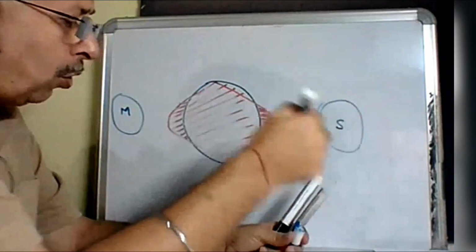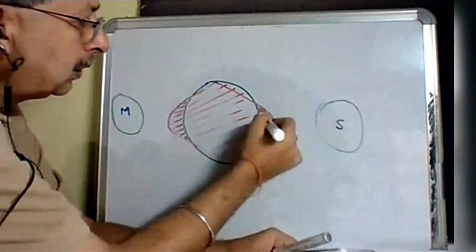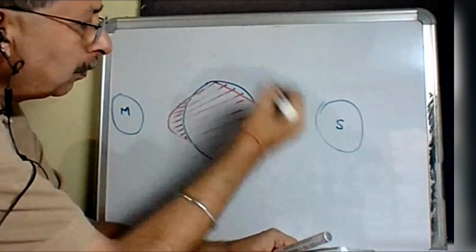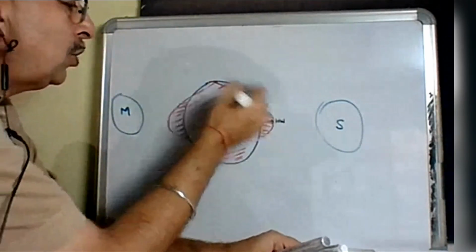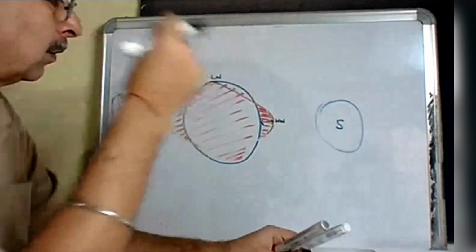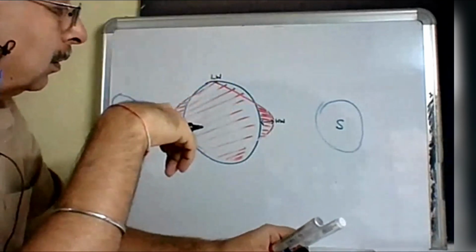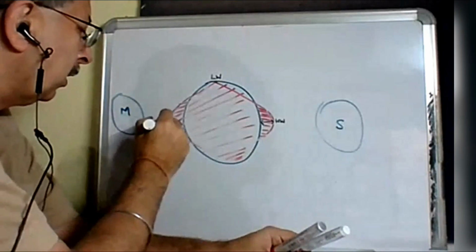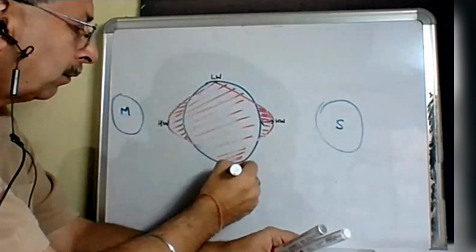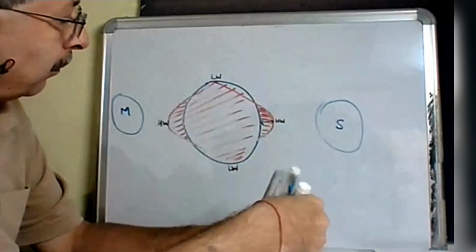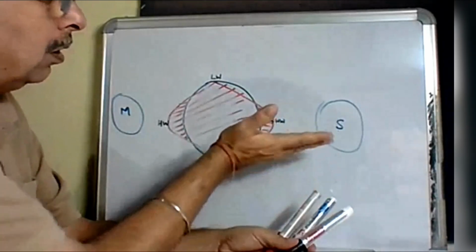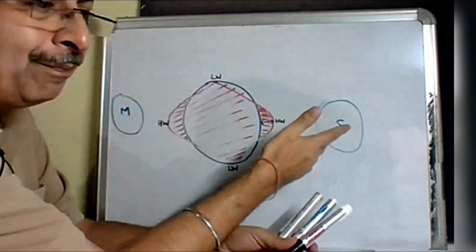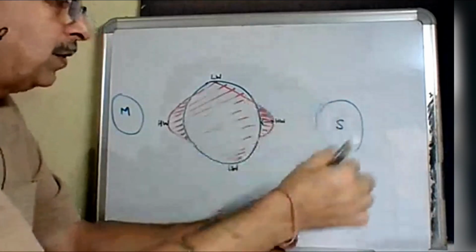So this bulge will cause a certain high water at this place, and consequently a certain low water away from the high water, and then another high water here, and then another low water. Now, the relative positions are not going to remain the same. The relative position is going to change.